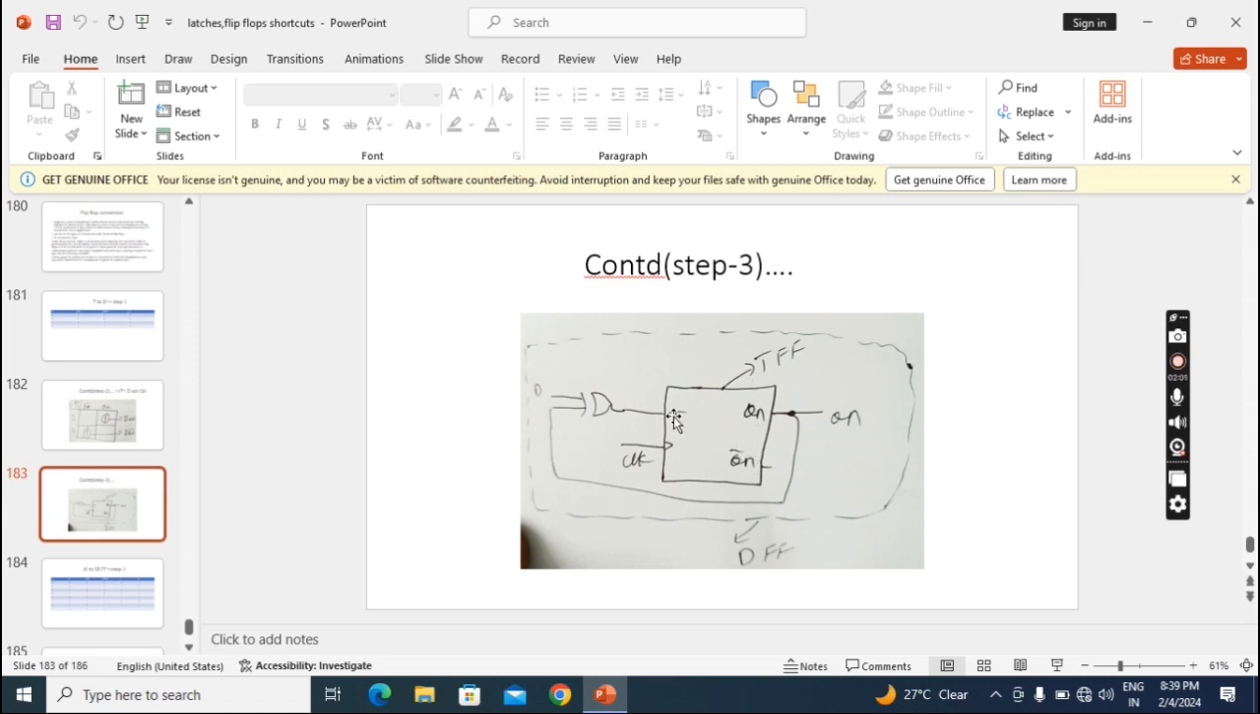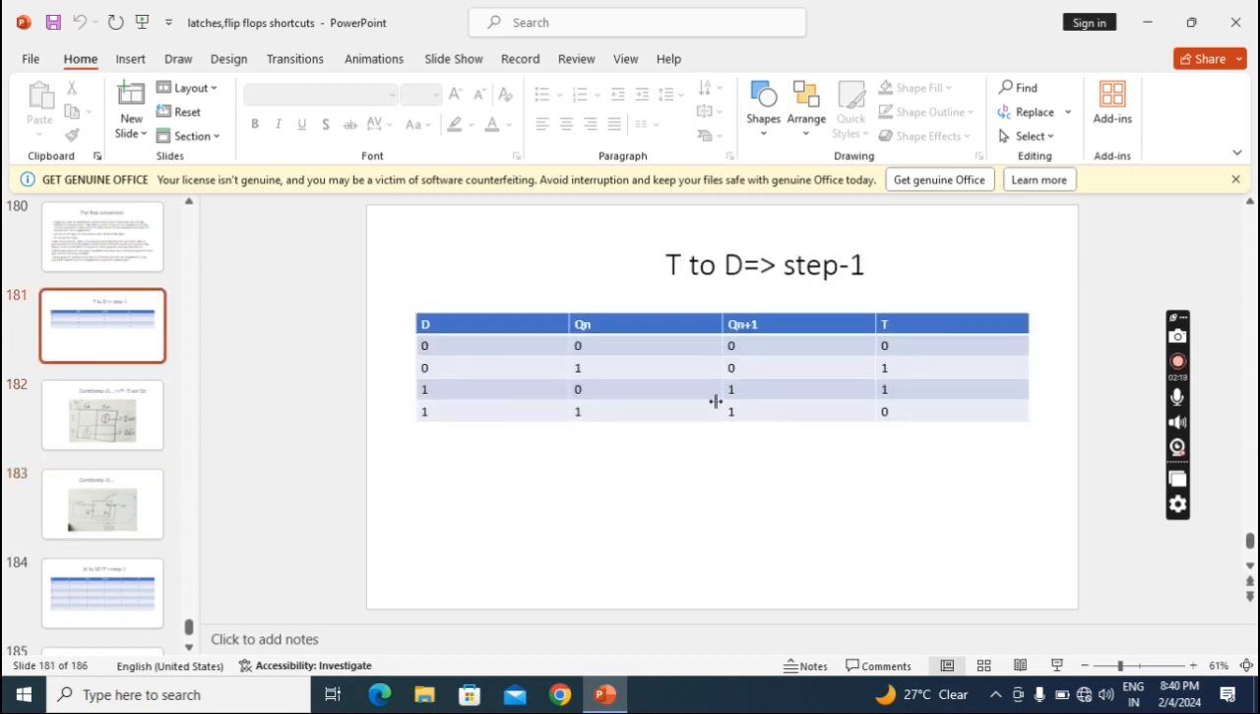Then what is this T value? I got D, Qn, XOR of D and Qn. So I take an XOR gate, I give D here and I give Qn here. Okay. Then it will become a D flip-flop. This is the flip-flop conversion process of T into D.